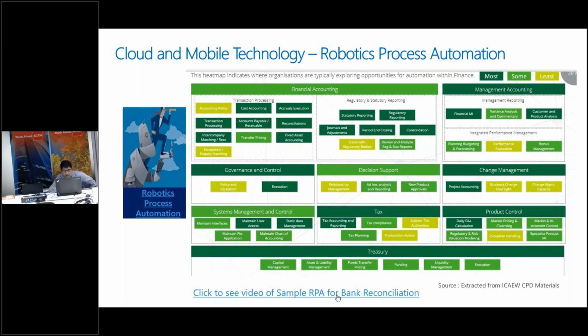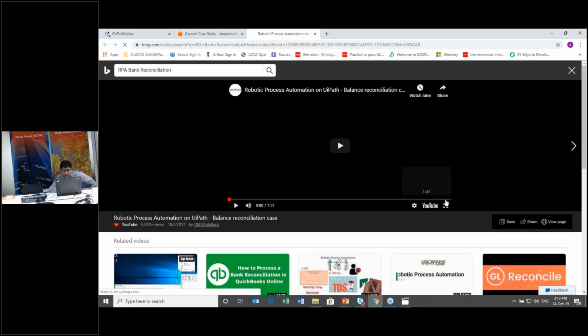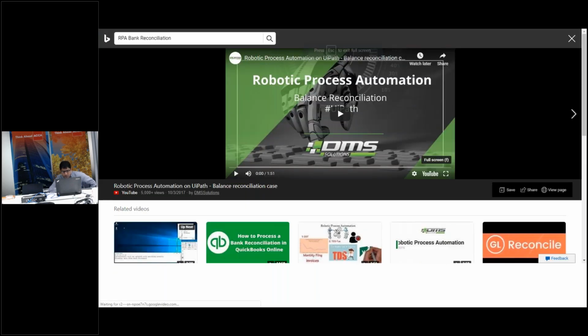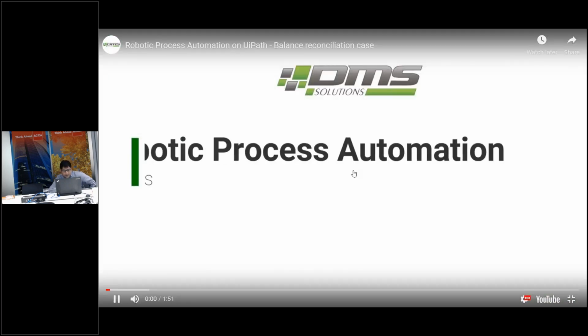Just to show you how a bank reconciliation RPA works. I just googled it and I got it online. It's a robotic process automation from UiPath. It's one of the leading organizations. It will just show you how a bank reconciliation is happening.